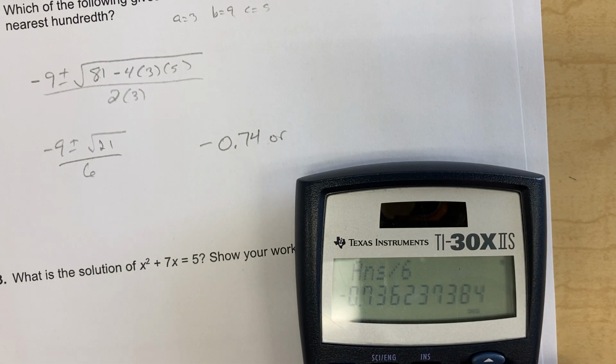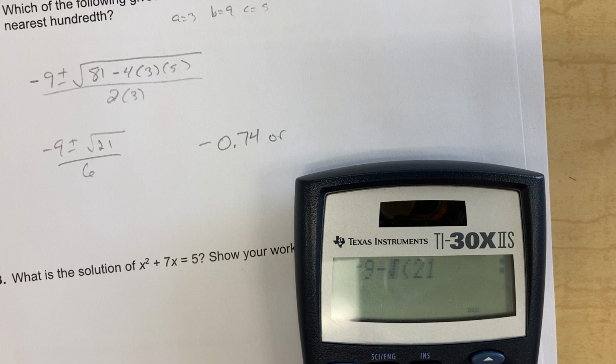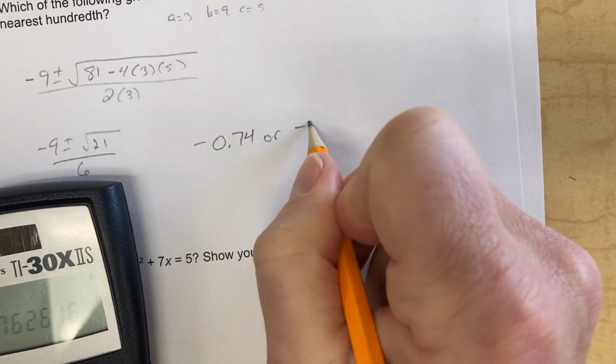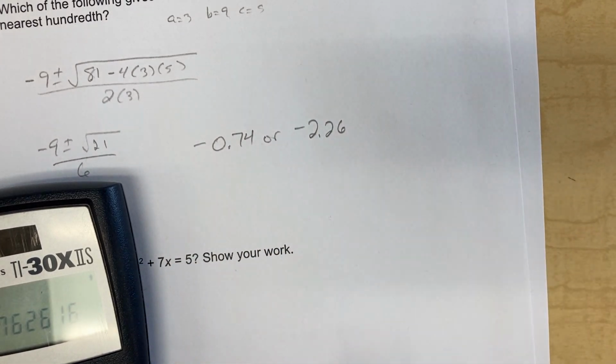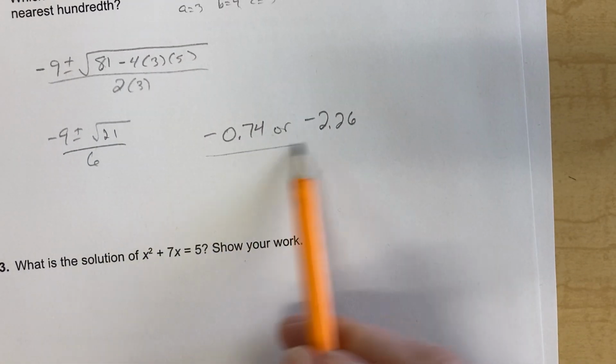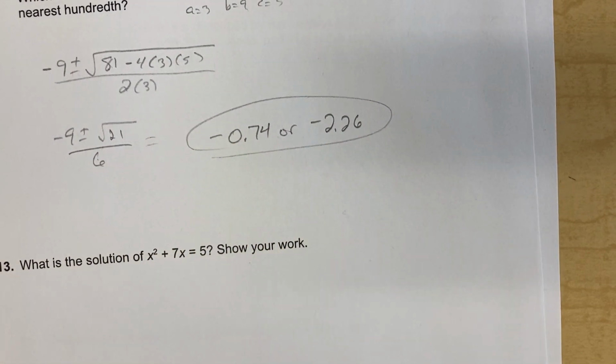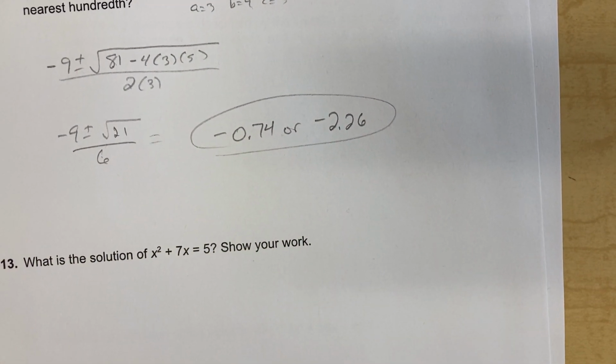Okay. And then we're going to do the same thing, but this time we're going to subtract. And then divide by 6. And there's our other answer. So again, this is a good answer. Then this is what it is as decimals, right?